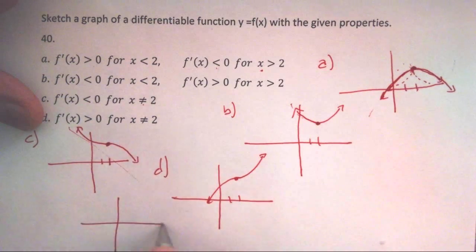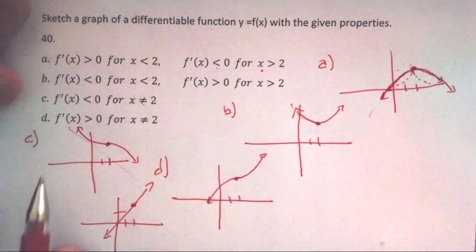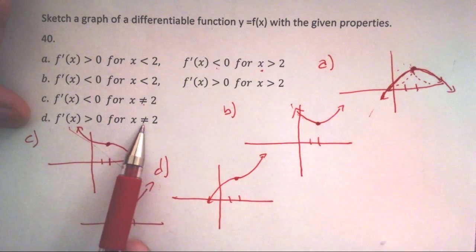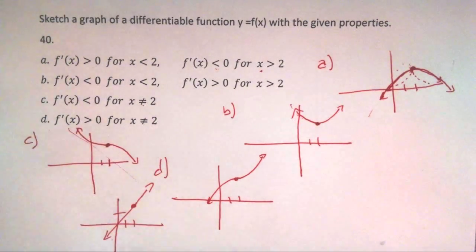But again, I would argue that this fits D as well. Our slope is always positive when x is not equal to 2. Doesn't mean that it can't be positive when x is 2. So that's kind of back to your geometry logic days.